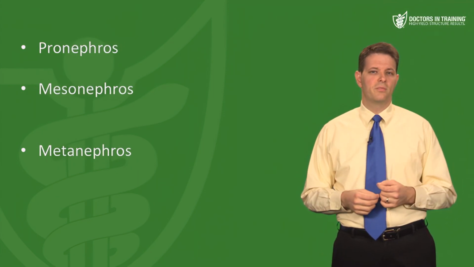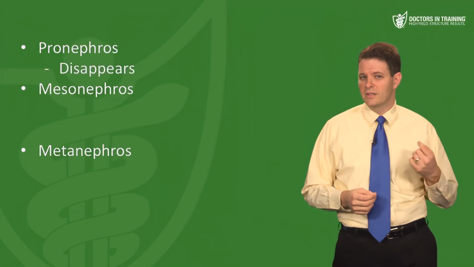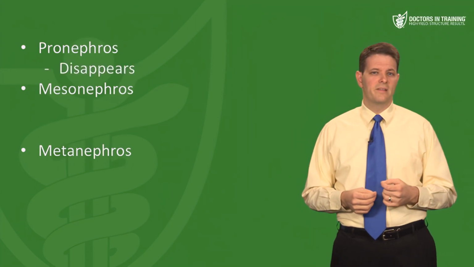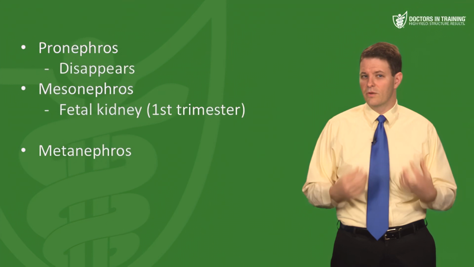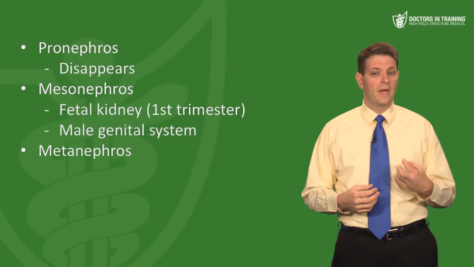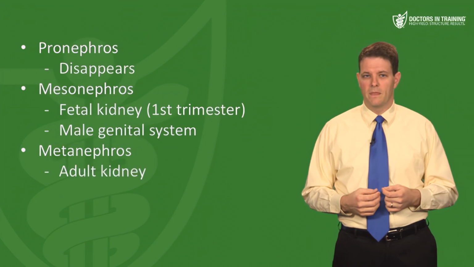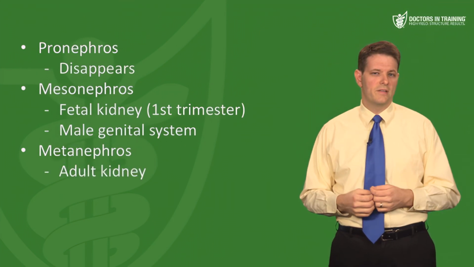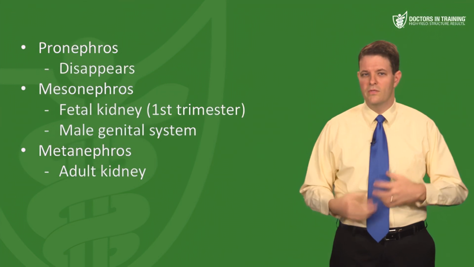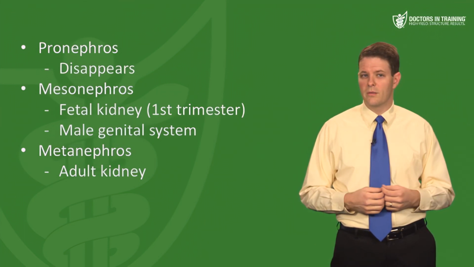The pronephros is present at week 4, but then it gradually disappears. The mesonephros basically functions as a fetal kidney during the first trimester, and then it becomes part of the male genital system. And the metanephros gives rise to the adult kidney. It first begins to appear during the 5th week of gestation, and then it continues to grow and develop into the kidneys until well into the 3rd trimester.